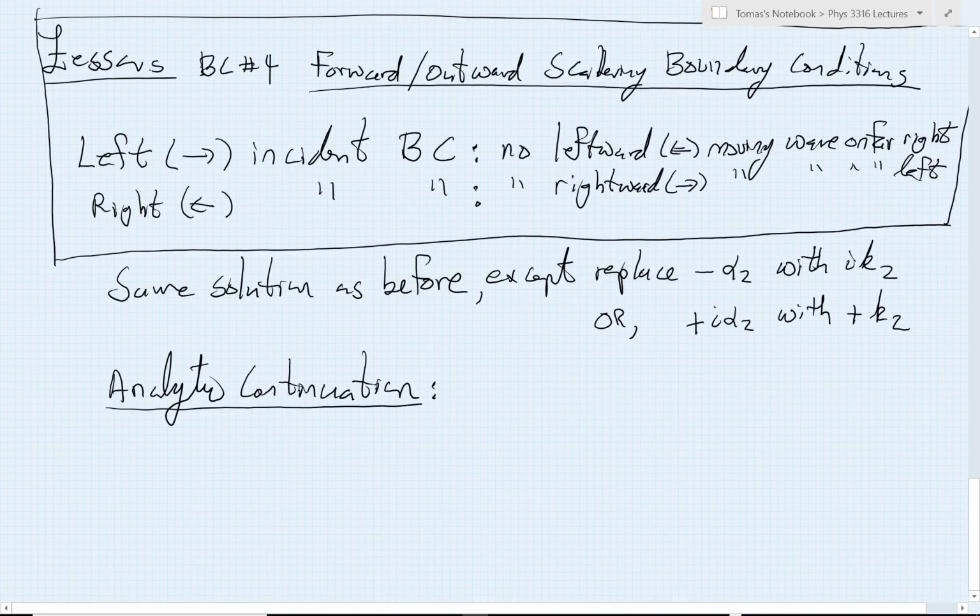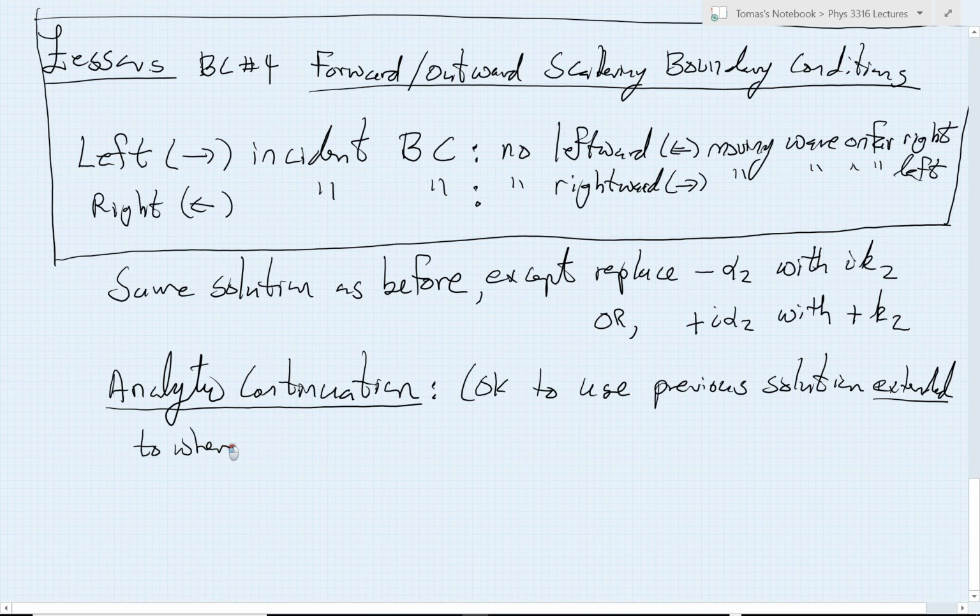So the analytic continuation, again, is it's okay to use the previous solution extended. That's where the continuation idea comes from. Previous solution extended to where quantities become imaginary or complex.